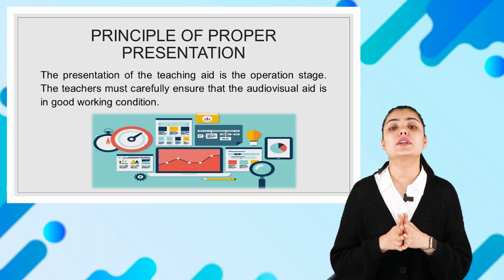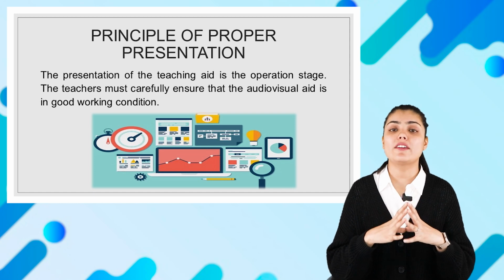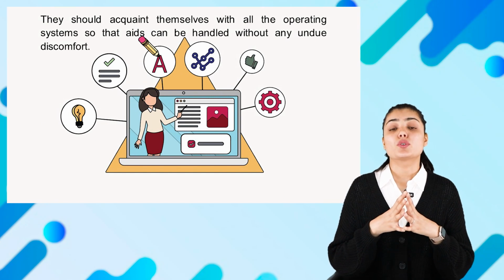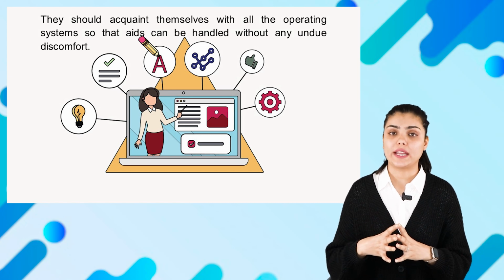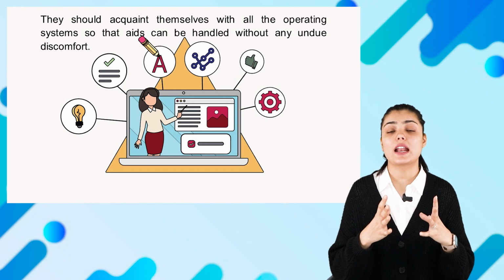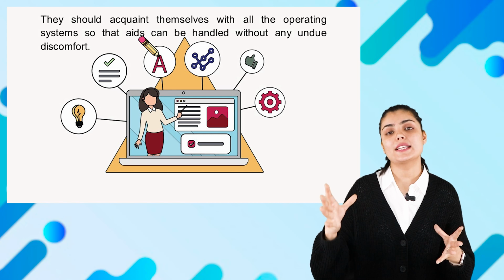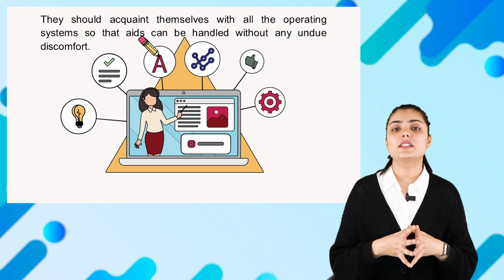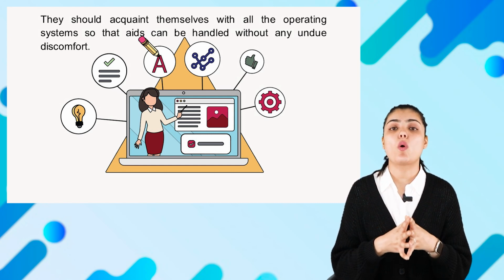The next one is the principle of proper presentation. This means the teacher or those who are using the AV must make sure that the AV are in good and proper working condition. So the teacher must know how to operate the AV and use it appropriately, in order to make sure that while the teacher uses the AV, there is no discomfort or inconvenience caused for the teacher as well as for the learners. The AV used by the teacher must be presented in such a manner that it grabs the attention of the students.